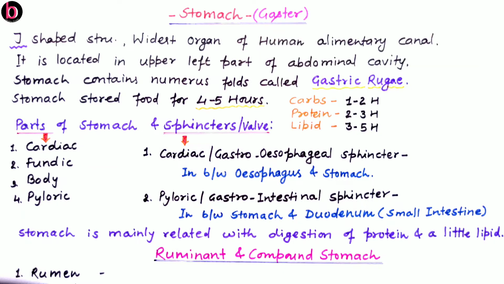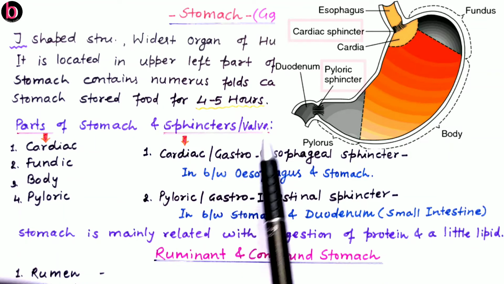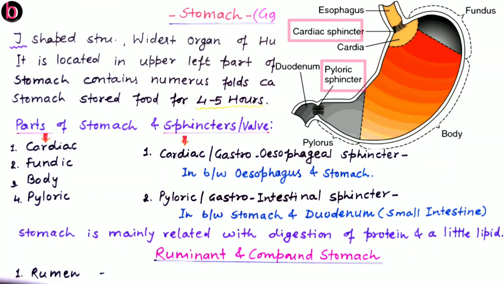Now the next topic is the sphincters or valves that regulate the entry or exit of food into or out of the stomach. First, this is the cardiac or gastroesophageal sphincter. You can see the location in the diagram. This is in between the esophagus and the gastro, that is, the stomach. This sphincter allows entry of food from the mouth or esophagus into the stomach.